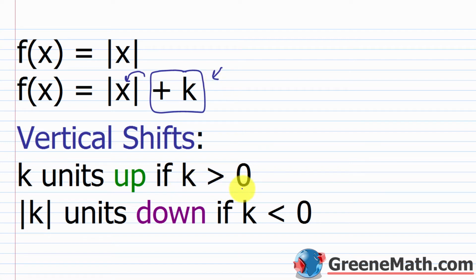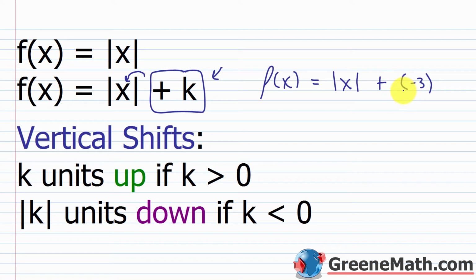So if k is greater than 0, meaning I had something like f of x equals the absolute value of x plus, let's say, 3, well, in this case, k is greater than 0. We would just say that we're shifting up by 3 units. In the case where k is negative, so let's say this was plus -3, well, in this case, we're going to shift the absolute value of k units down. So the absolute value of -3 is 3. We'd say we'd shift 3 units down.